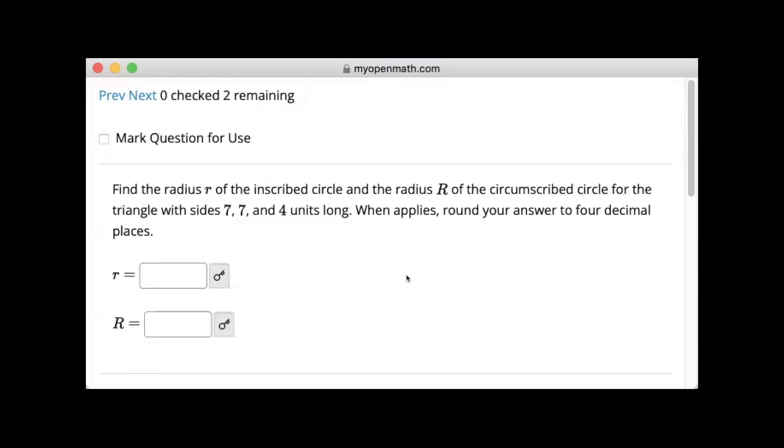So here is the question we have. We have to find the inscribed and superscribed circles radii for a triangle with sides 7, 7, and 4 units long. Let us notice that this is an isosceles triangle. And because of that, we can solve this using just the Pythagorean theorem and understanding radicals. Well, both parts. Let's see how that goes.